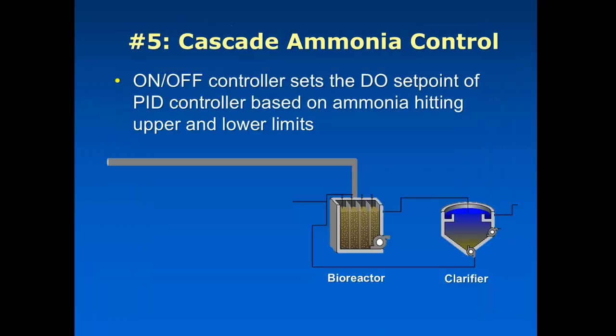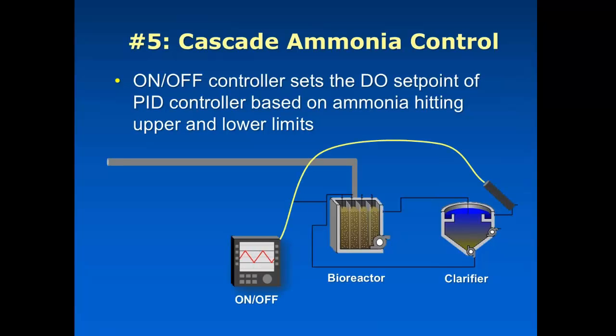Cascade Ammonia Control. So basically this is, and I've done a couple of projects with this, it's actually a really fascinating process. This is actually using two controllers together. It's sort of the best of the PID DO control combined with the on-off ammonia control. So you actually have two controllers. You start with an ammonia controller that is on-off and it's looking at that effluent ammonia. But rather than setting or controlling the airflow directly, what it does is it actually controls the set point of a regular PID DO controller. And that controller is the one that adjusts the airflow in order to meet a certain set point.